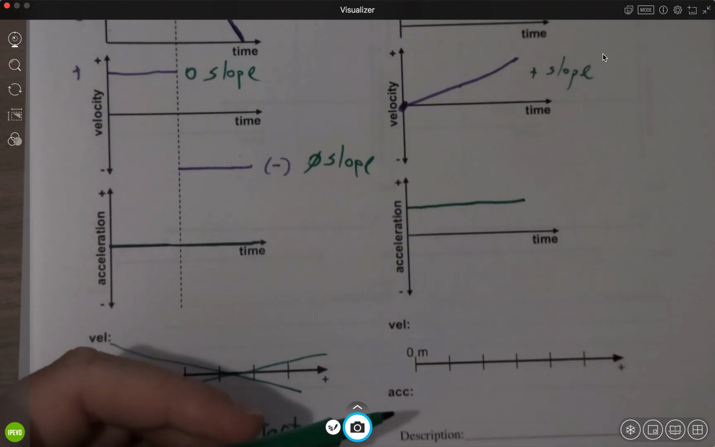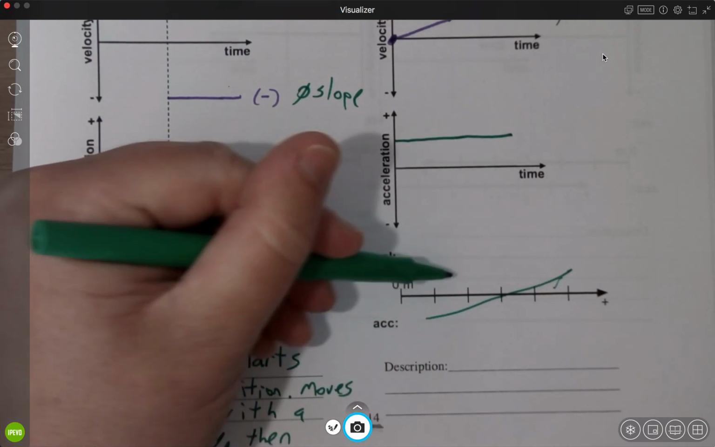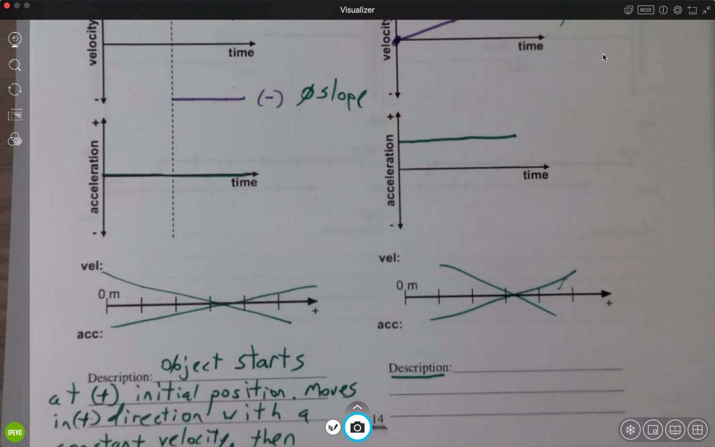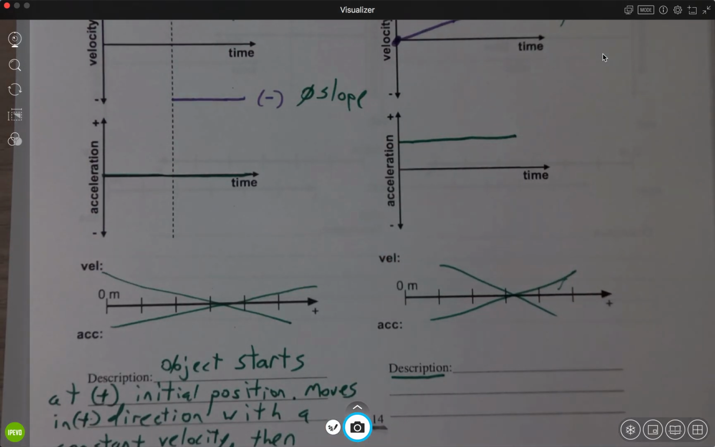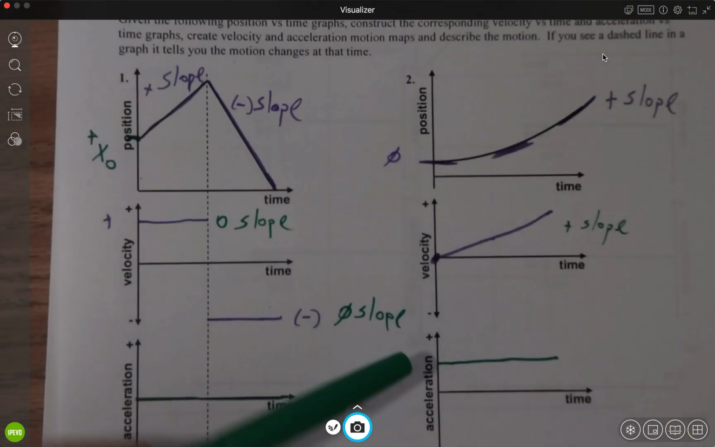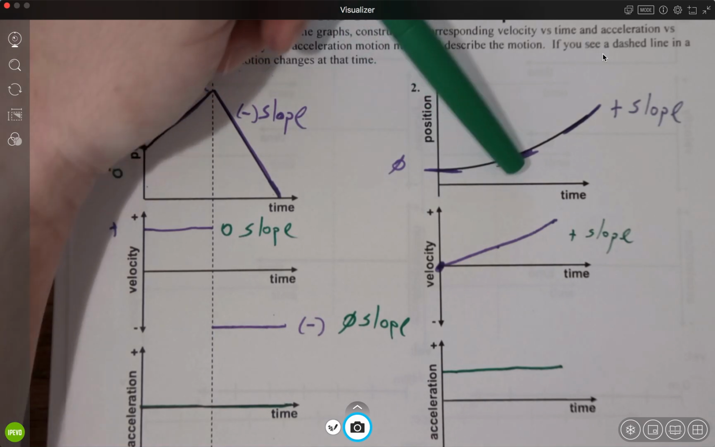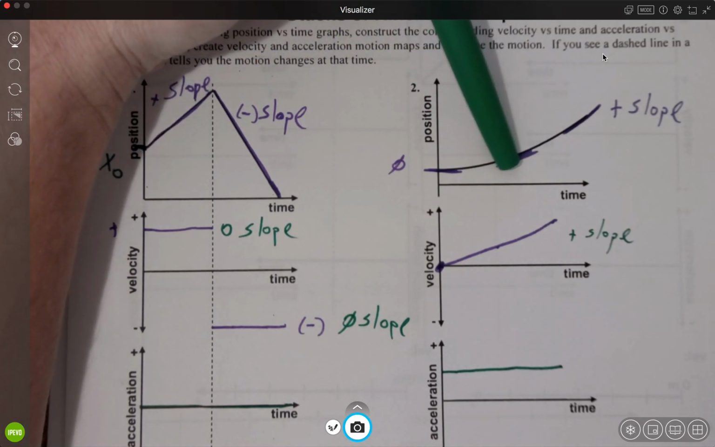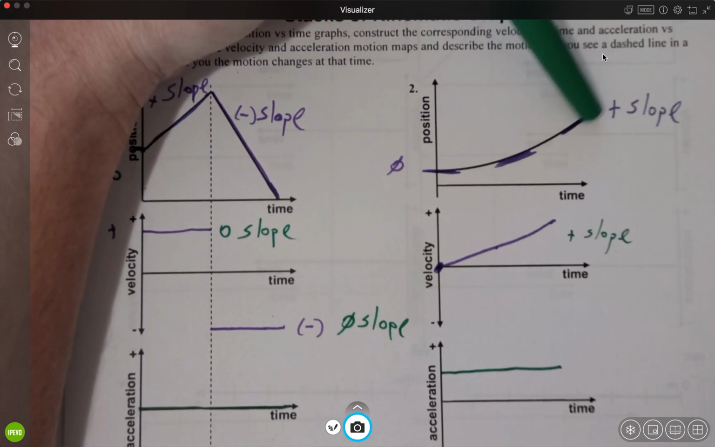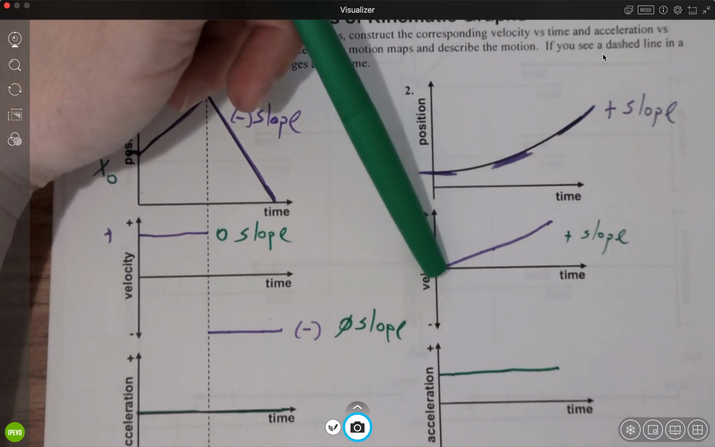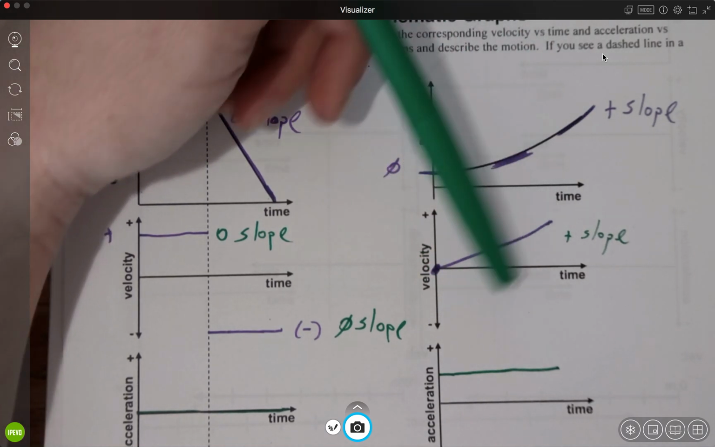And once again, I don't need you doing this part here, but I do want you getting to a description, where your description can say that the object starts from rest with a positive initial position, and then its velocity increases at a constant rate in the positive direction. The velocity is increasing, as you can see with the slope here increasing. This slope is increasing, so the velocity is increasing at a steady rate. The rate is that acceleration.